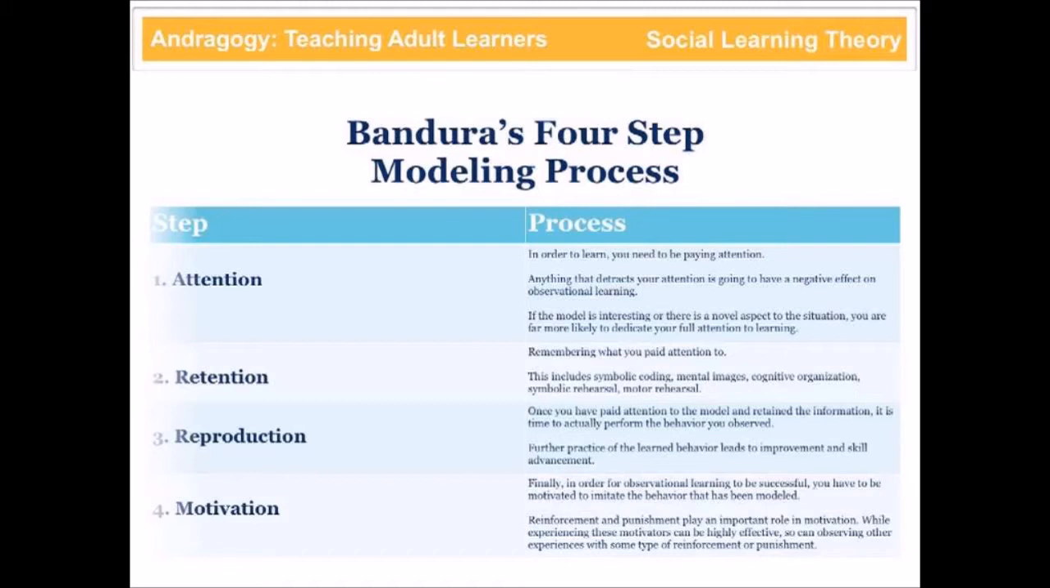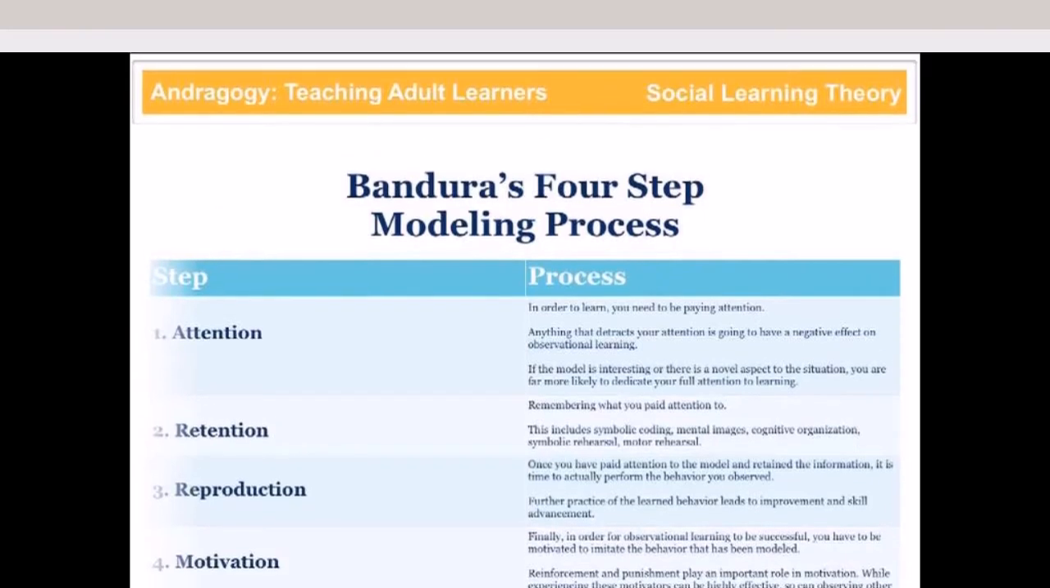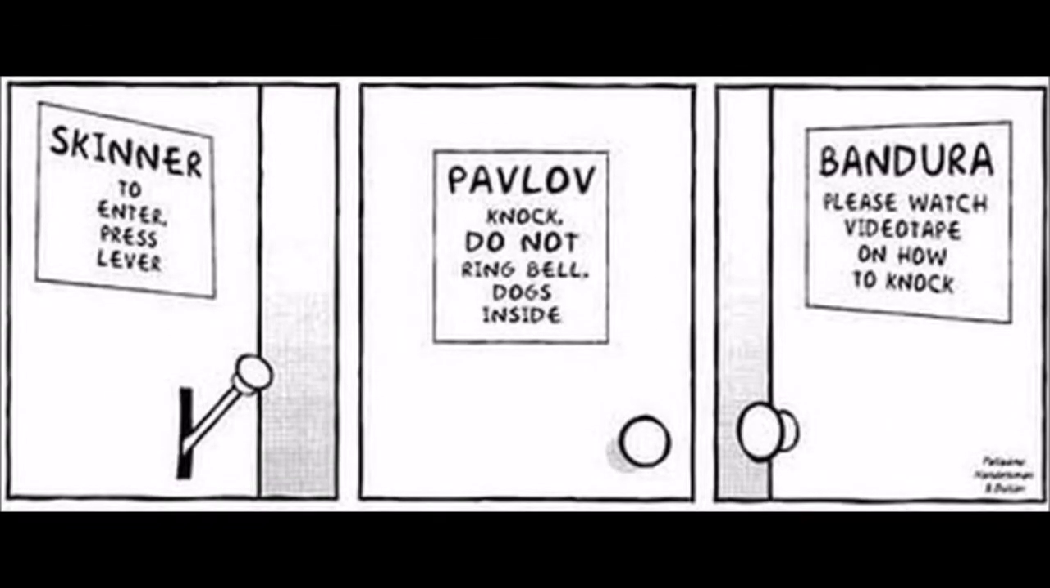Social learning theory, what is it exactly? The concept developed by Bandura focused on the idea that one can learn through observation or direct observation without reinforcement, or the idea that one can learn in a social context. The theory itself relies on a four-step modeling process. The four steps include attention, retention, reproduction, and motivation. As shown in this little comic here, Bandura will ask you to watch the video of how to knock before you can actually just go about doing it.